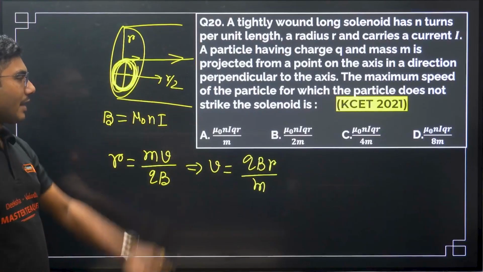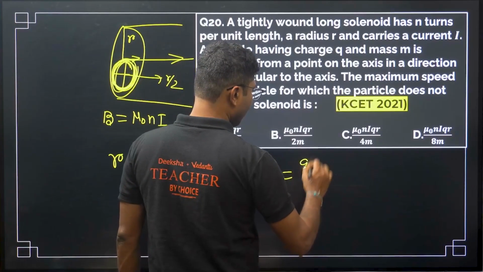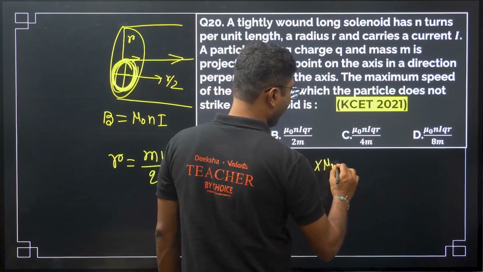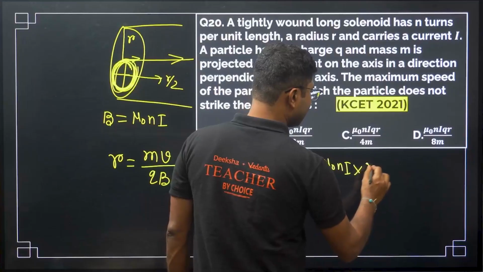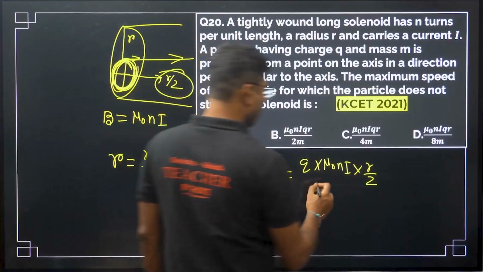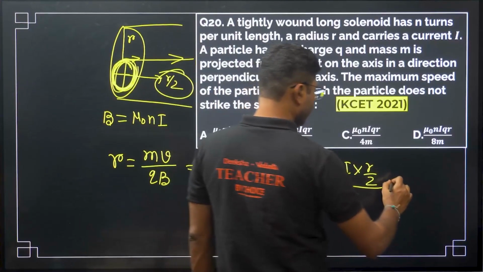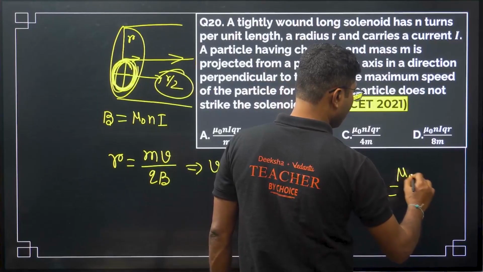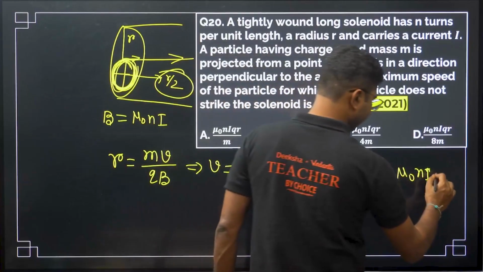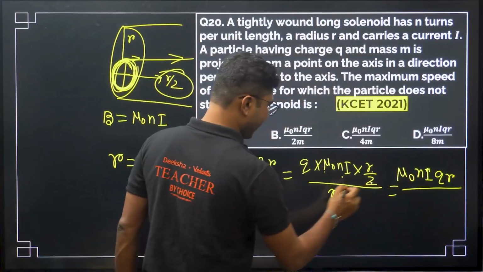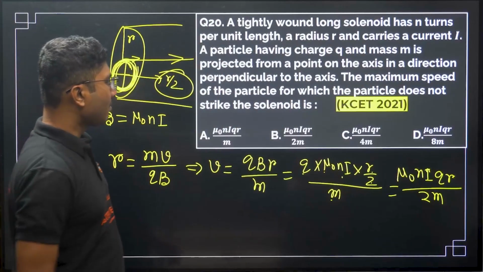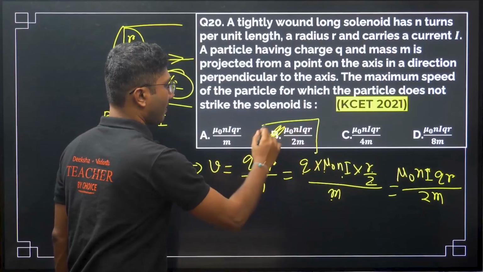Now let us put the values one by one. So Q is Q. Okay. Magnetic field B is mu naught n i. Radius in this case is r by 2 because this is the maximum radius. M is m. So it will be mu naught n i Q r divided by 2m. So mu naught n i Q r by 2m. So correct answer option B.